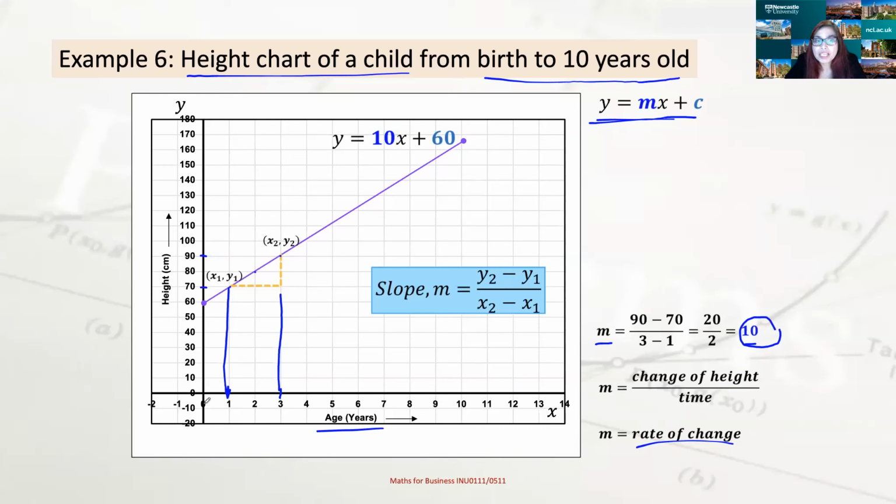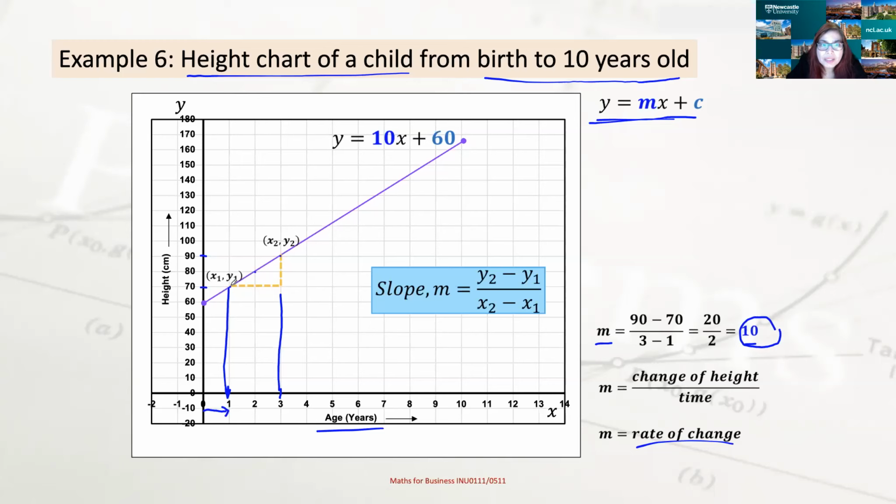For every 1 unit increase in the X direction, there is 10 unit increase in the Y direction, as you go along the X direction, as you go towards the right direction, okay? So that's what it means, isn't it?